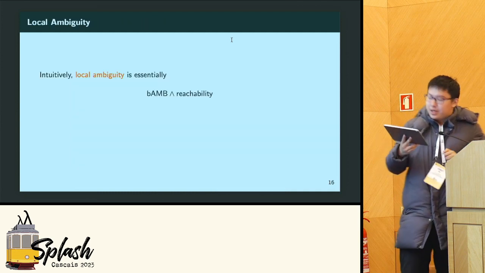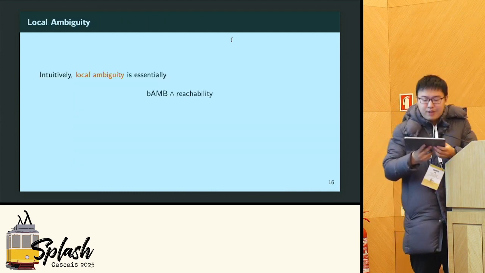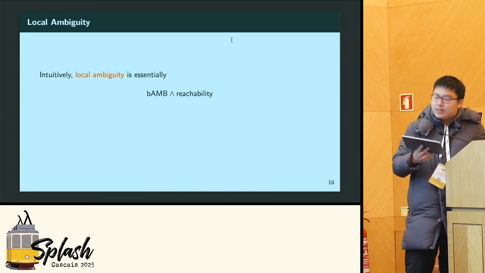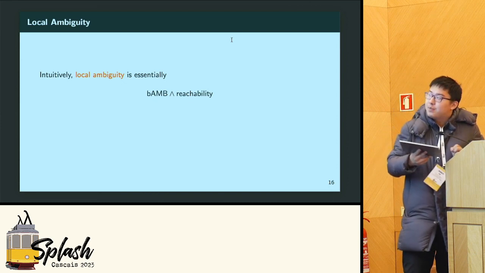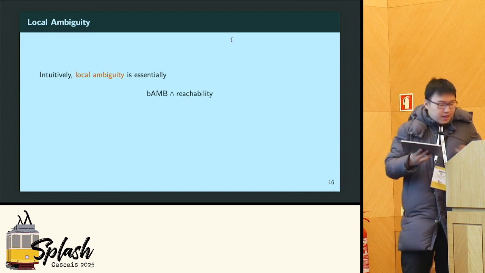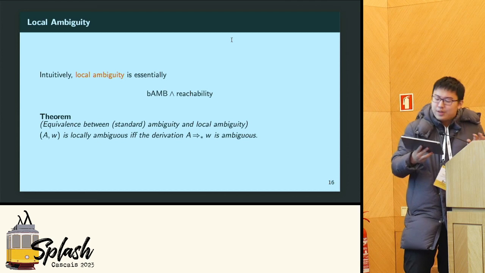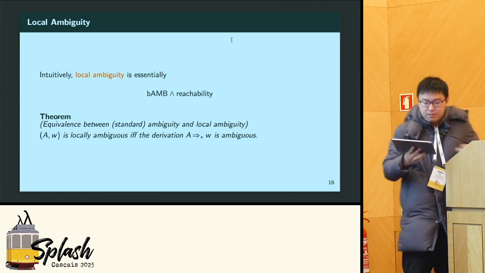With the reachability condition in hand, we can define our own equivalent notion for ambiguity. Local ambiguity is defined as the conjunction of BMB and reachability. We then proved in Quark that the local ambiguity condition is equivalent to bounded ambiguity.